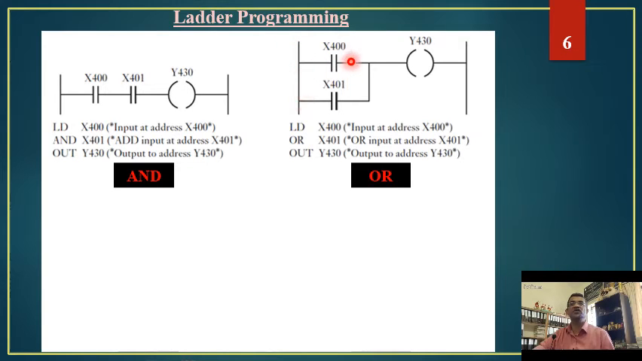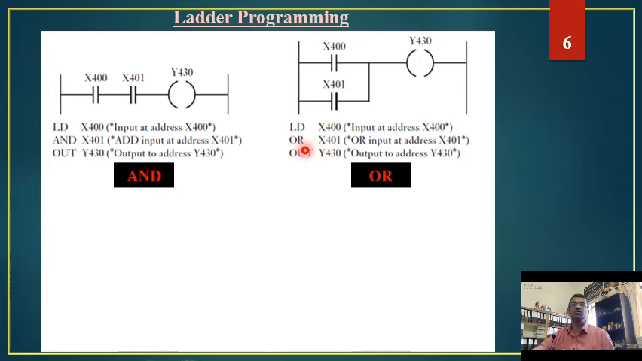First of all, we have to load this particular switch, which is normally open. So that is why LD at X400. So the address is X400. So load or start a rung with X400. Then we have to connect one more in parallel, which means OR. So that is why we have OR, that is Boolean OR, at which address? X401.